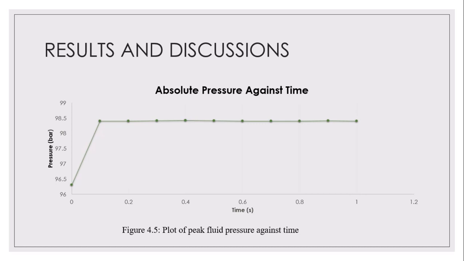Looking at this plot, you find out that we had an initial transient stage between 0 seconds and 0.1 seconds, within which we had a surge in pressure from 9.65 bar to 9.85 bar. And from 0.1 second to 1 second, which is the time span of the simulation, we had a relatively constant pressure. So this shows that we had an initial transient period followed by a steady state period.